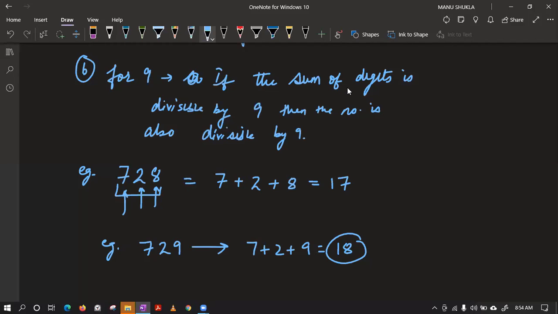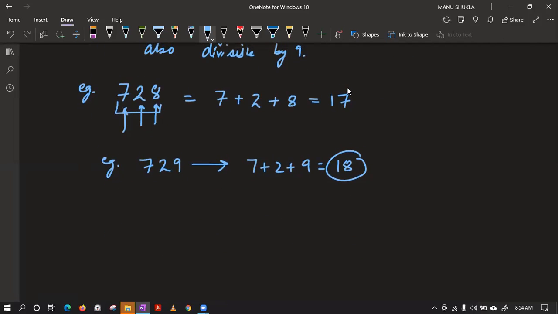Why? Let us check. 9 times 2 is 18. 9 8s are 72, 9 1s are 9. So as the sum was divisible by 9, we were sure that we can proceed by dividing with 9.